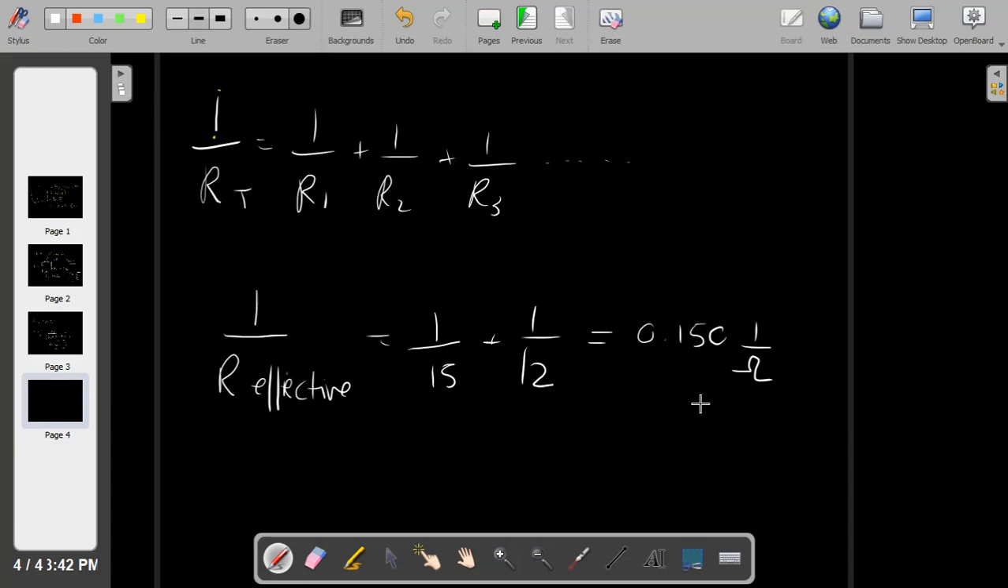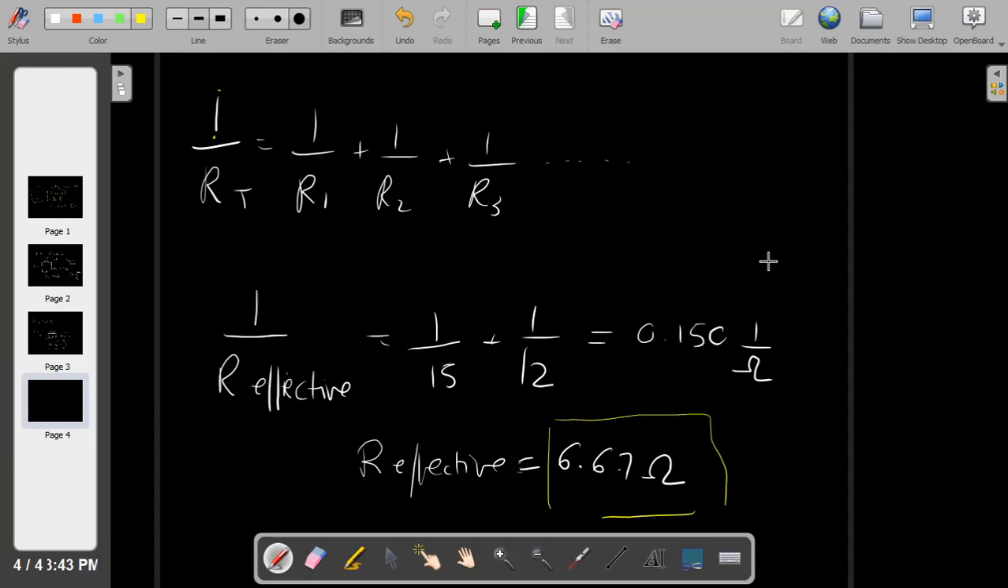So is this what our answer needs to be? No, because that's 1 divided by the resistance effective. You need to calculate now. You need to put the effective at the top now. So our effective is 6.67 ohms, and that is your answer, or it should be your answer.